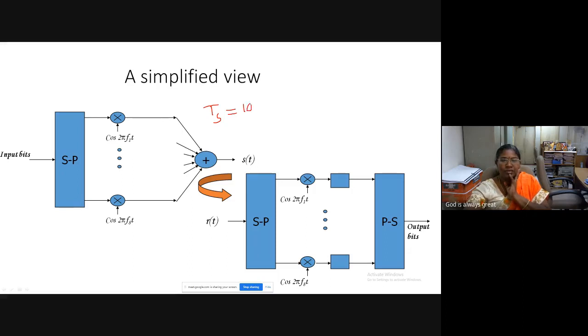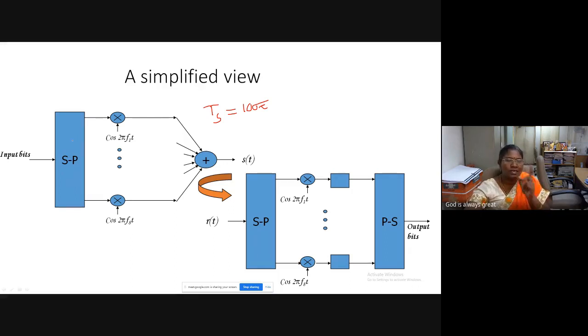10 times your sigma tau. Sigma tau is your delay spread. So you need to make that many parallel streams such that your TS will be at least 10 times sigma tau, in the sense that the signal will undergo flat fading.